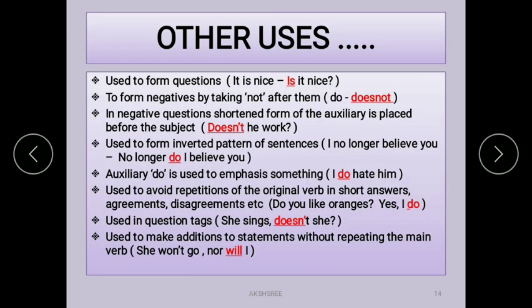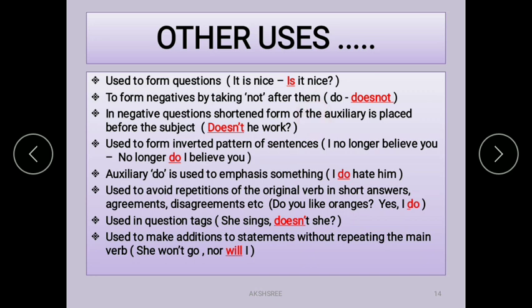Okay. Next, we can look at some other uses of auxiliary verbs, both primary and modal auxiliaries. The first use is to form questions. In order to convert a sentence into a question, we will use auxiliary verbs. That is, it is nice. Is it nice? Here a primary auxiliary is used. They are also used to form negatives by taking not after them.